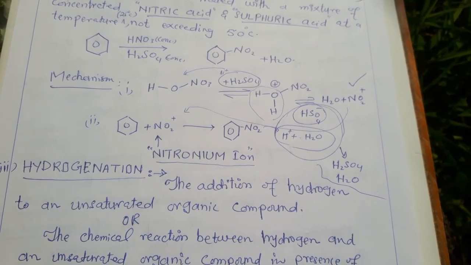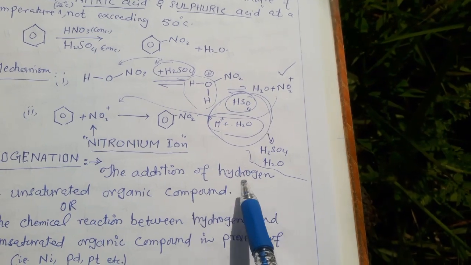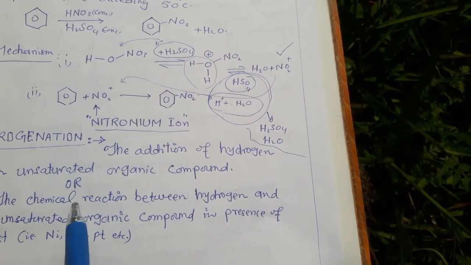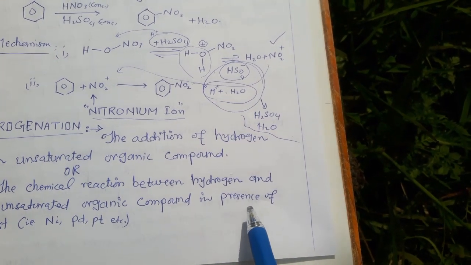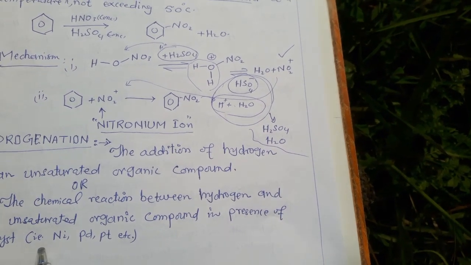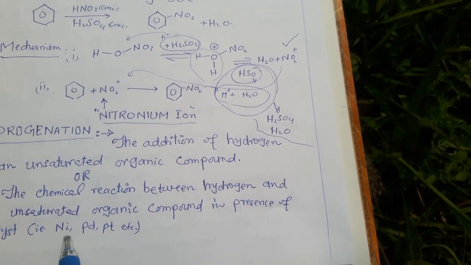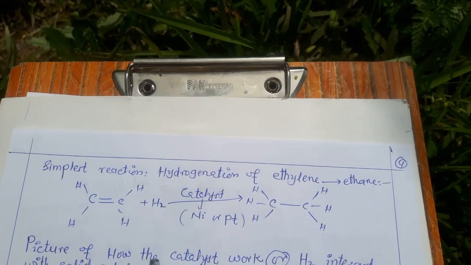Our third example is hydrogenation. Hydrogenation is the addition of hydrogen to an unsaturated organic compound, or a chemical reaction between hydrogen and an unsaturated organic compound in the presence of a catalyst. The catalysts usually used are nickel, palladium or platinum, etc.